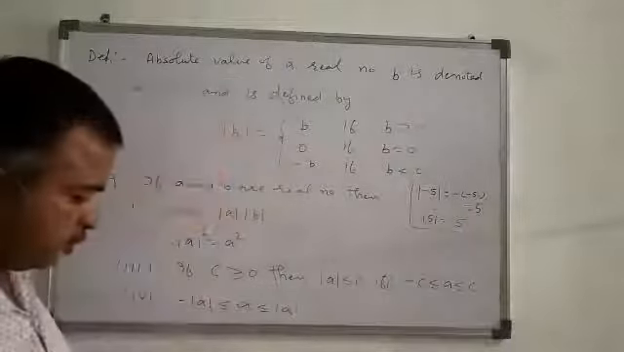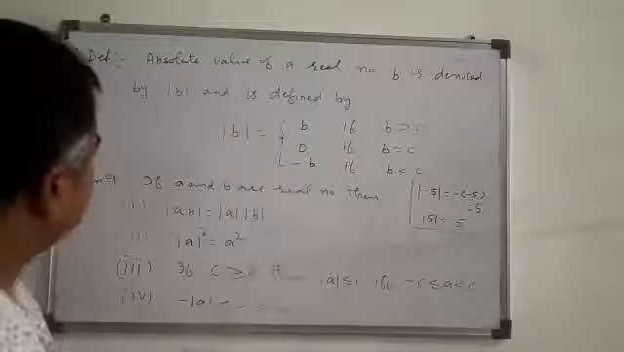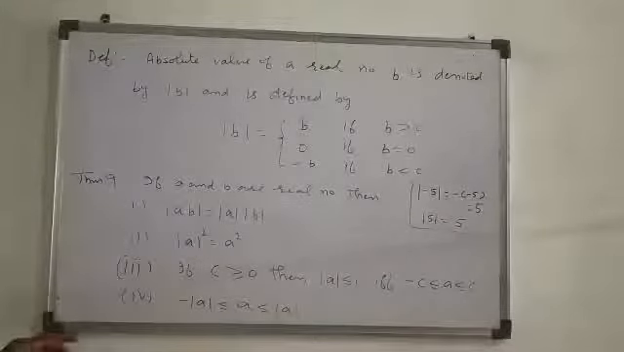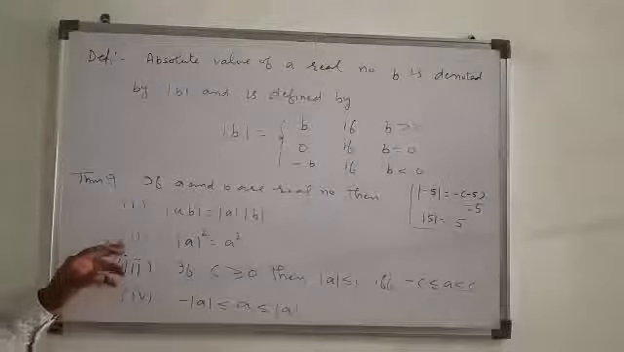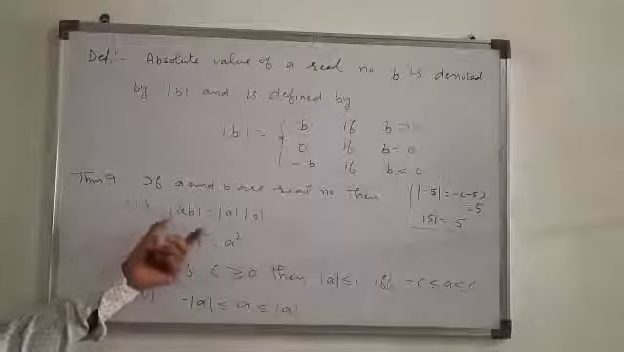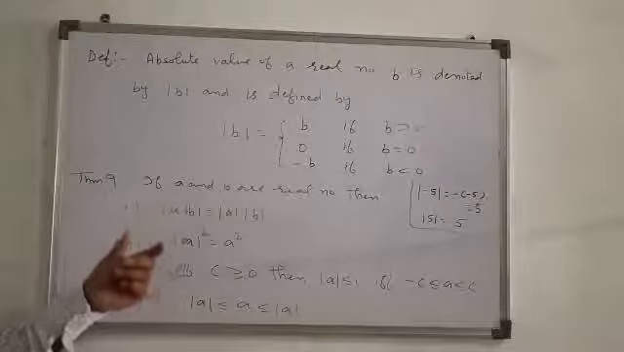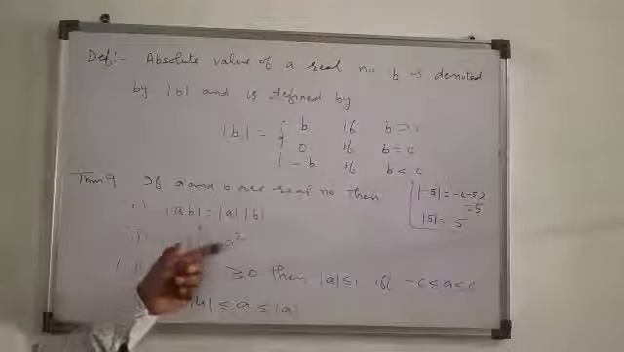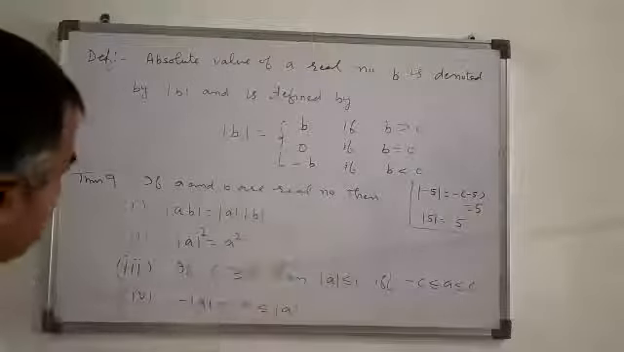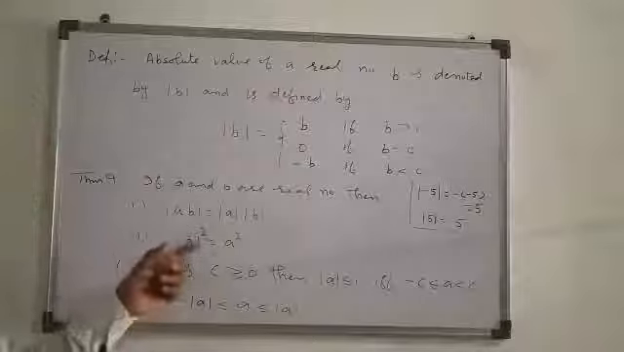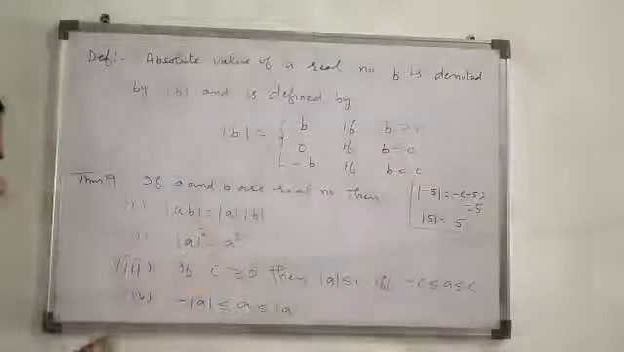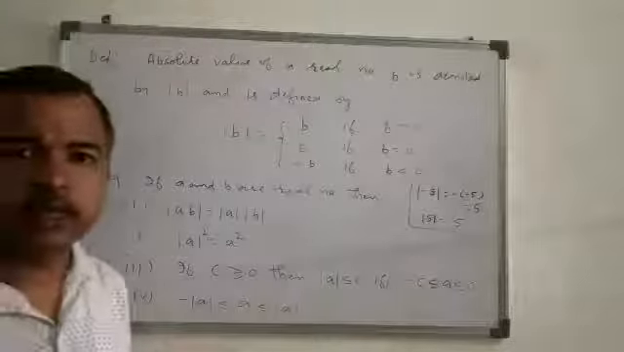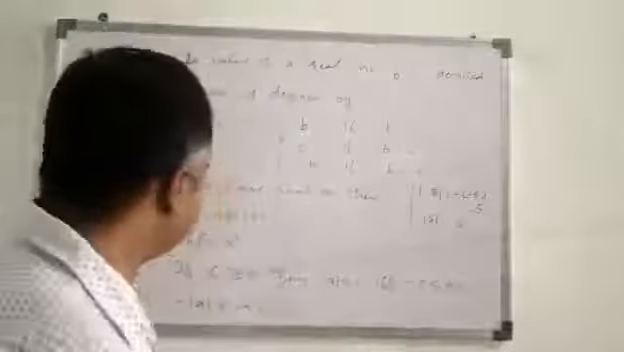So, on the basis of this, next Theorem 9: if a and b are real numbers, then first, mod of a into b is equal to mod of a into mod of b, meaning the absolute value of the product ab is the product of the absolute values of a and b. Then mod of a square is a square, that is, if I simply square the real number or square its absolute value, then the result will not change.